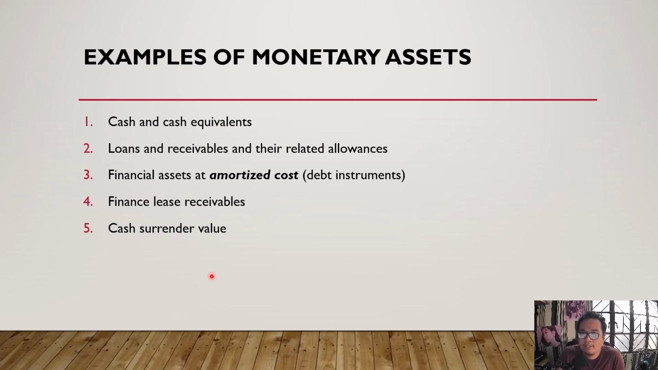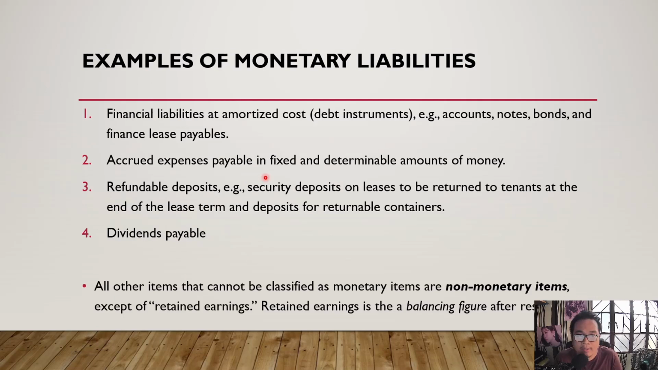Examples of monetary assets: cash equivalents, receivables natin and the related allowance, financial assets at amortized cost, mga debt instruments, finance lease receivables, cash surrender value. Mga monetary assets yan. Examples of monetary liabilities: mga financial liabilities at amortized cost, like accounts, notes, bonds, and finance lease payables. Accrued expense payables in fixed and determinable amounts of money. Refundable deposits, gaya nito security deposits on leases to be returned to tenants at the end of the lease term and deposits for returnable containers. Dividends payable rin. Take note.